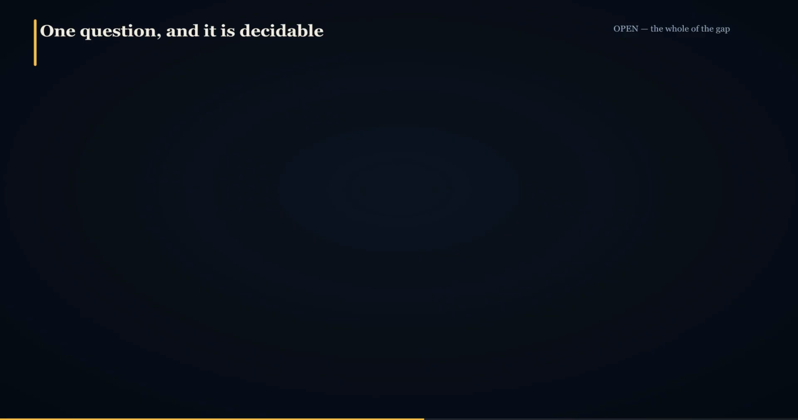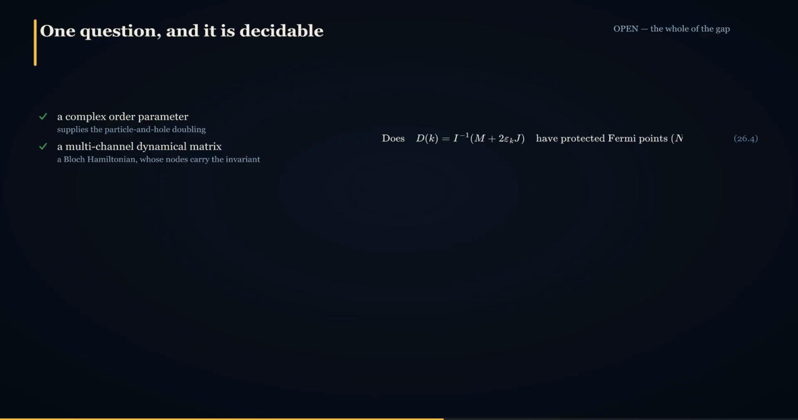This substrate is a natural host for that theorem, because it already carries both prerequisites. It has a complex order parameter, which supplies the particle and hole doubling, plus and minus winding. And it has a multi-channel dynamical matrix that is exactly a block Hamiltonian, the object whose nodes carry the invariant. The winding charge is already the bookkeeping the invariant uses. So the whole gap collapses to one computable question about the master dynamical matrix of the appendix. Does it have topologically protected Fermi points?